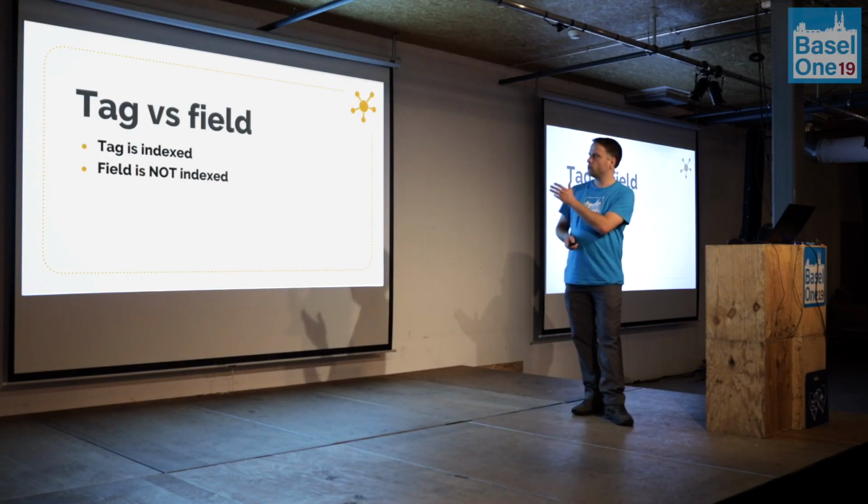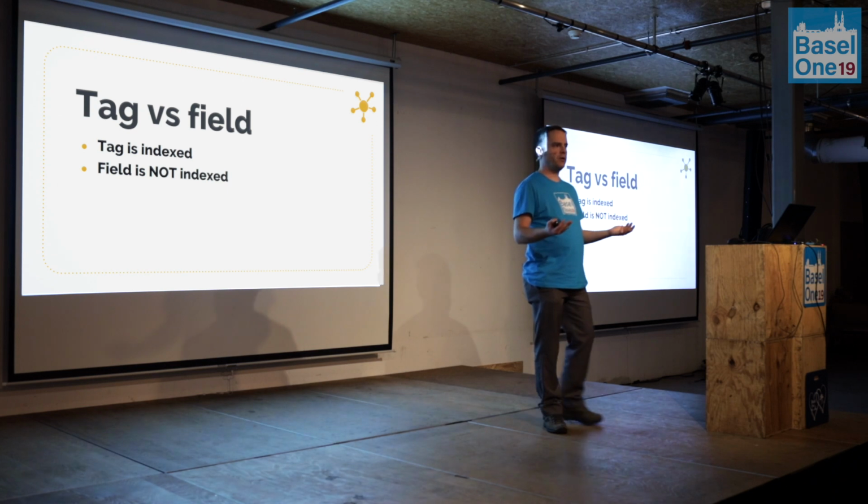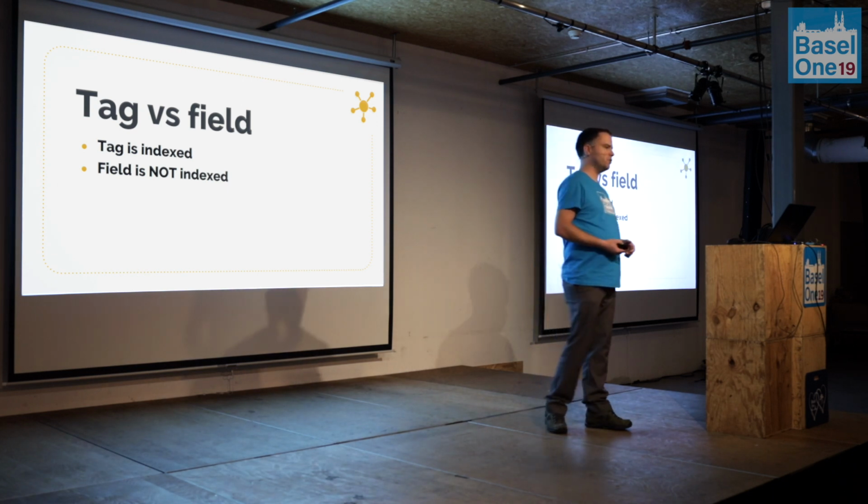You saw that maybe in the slide before, we use tags and fields. The difference is that the tag is indexed like a column in SQL, and a field is not indexed. So if you want to query on something, probably you want to use a tag for it. And if you don't want to query on it, then probably a field is a good solution.